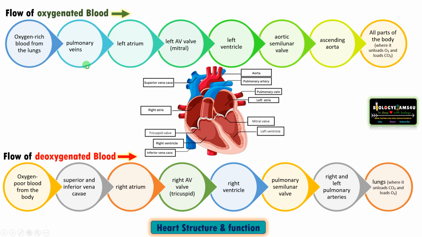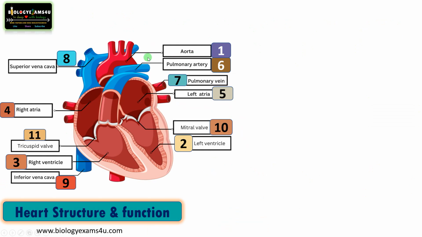As you see, the movement of oxygenated blood primarily occurs through the left side of the heart, whereas the movement of deoxygenated blood primarily happens through the right side of the heart. Now let us see the function of each of these structures, starting with the aorta.